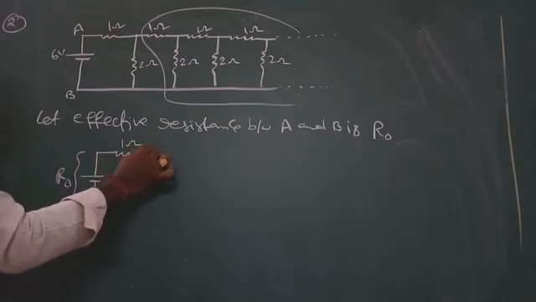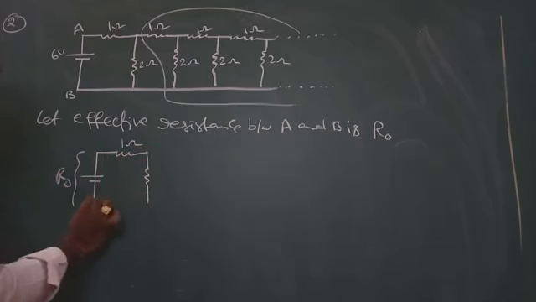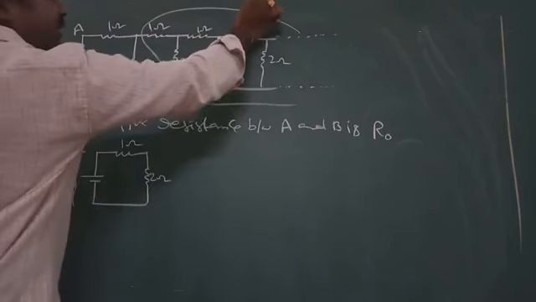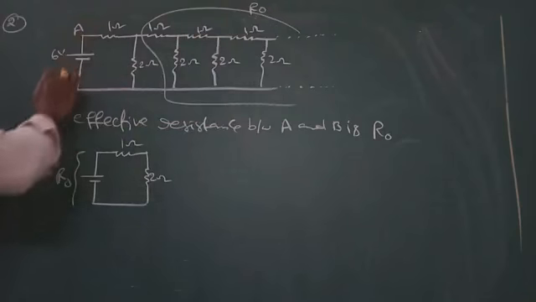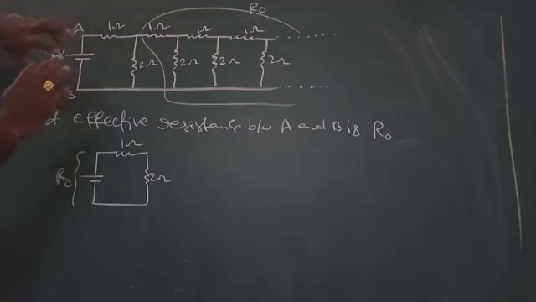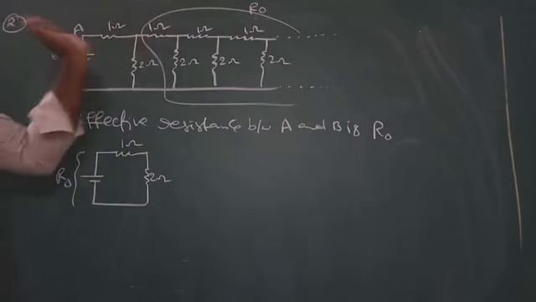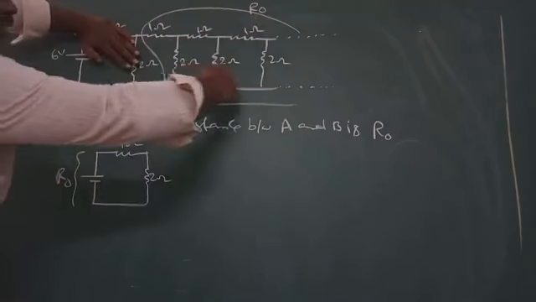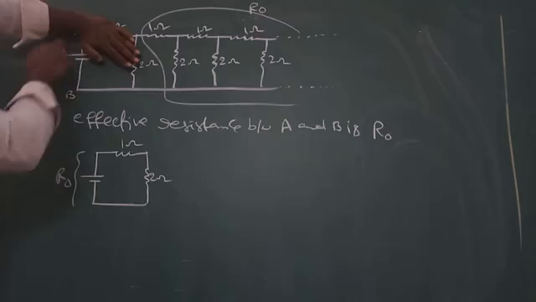Then this is 1 ohm, and this one is 2 ohms. What is the effective resistance of this remaining part? It is also R0, equal to the effective resistance between A and B, because when 1 ohm and 2 ohms are removed there is no change in effective resistance. So if you remove this, the effective resistance of the remaining part will also be equal to R0.